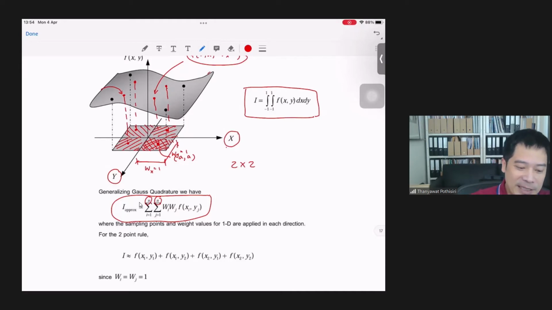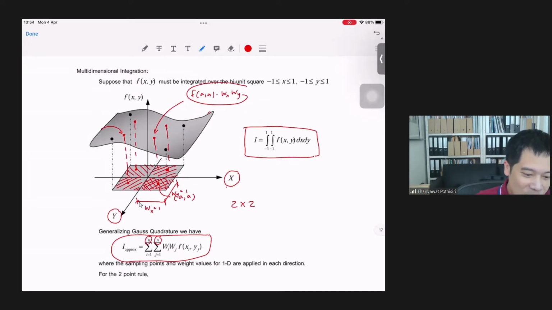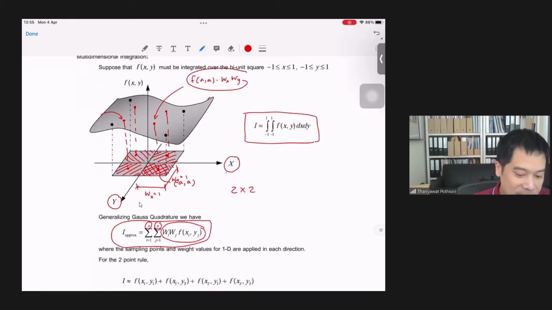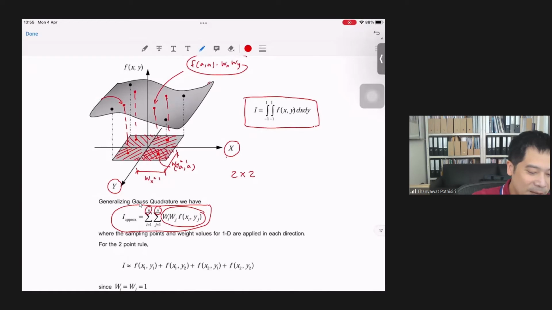So what you need to do is compute this volume of the prism for each of the sampling points. For each of the sampling points, you compute this term. It means that you would now have a total of 4 of these terms to sum together to obtain the approximate integral. All right.